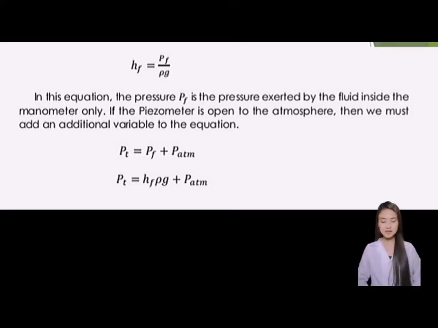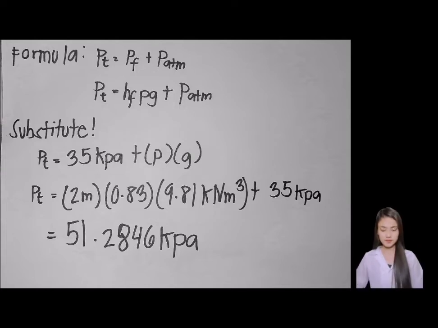At dahil nag-add tayo ng isang variable, ito ang gagamitin nating formula to solve the problem. PT is equal to PF plus P atmosphere. PT is equal to HF ρg plus P atmosphere. So, let's substitute. So, yung next naman tayo sa PT is equal to HF ρg plus P atmosphere.